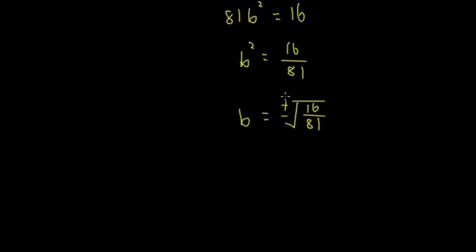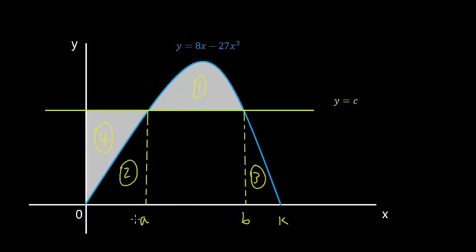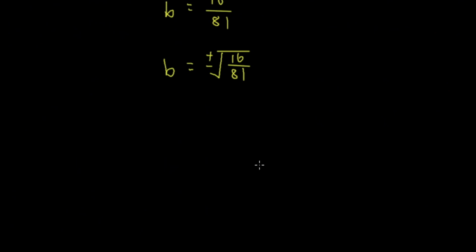Now, do we take plus or minus? Again, look back here. The value b here is positive. So we take the plus side. Right? So b is equal to square root of 16 over 81. Square root of 16 is 4. Square root of 81 is 9. So b is equal to 4 over 9.